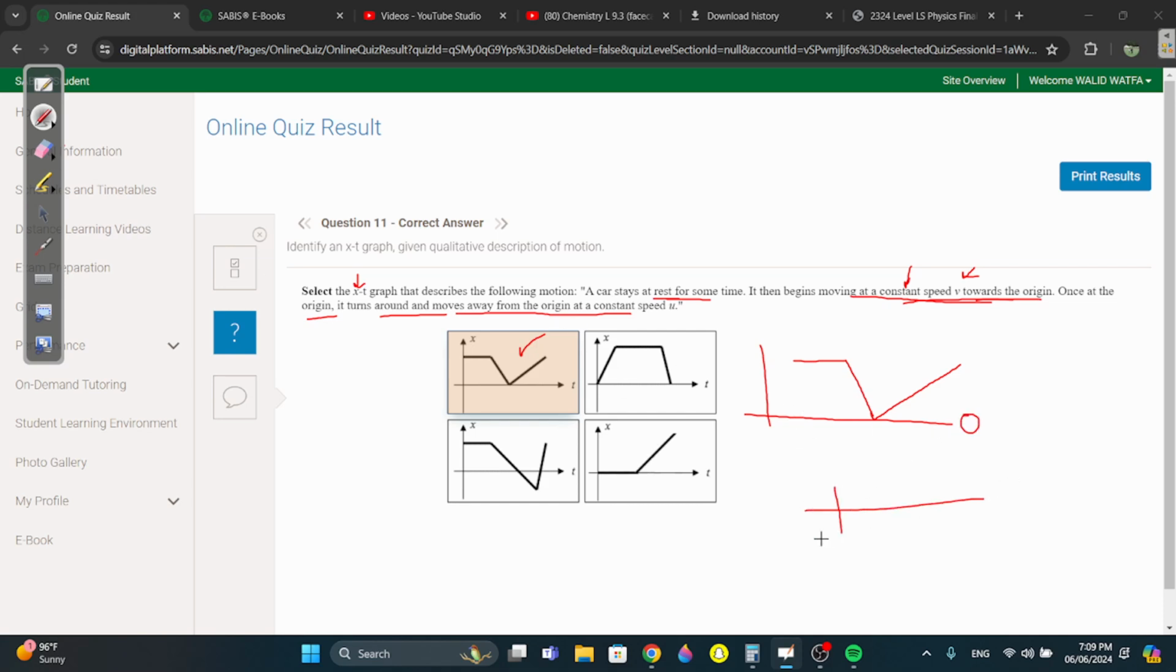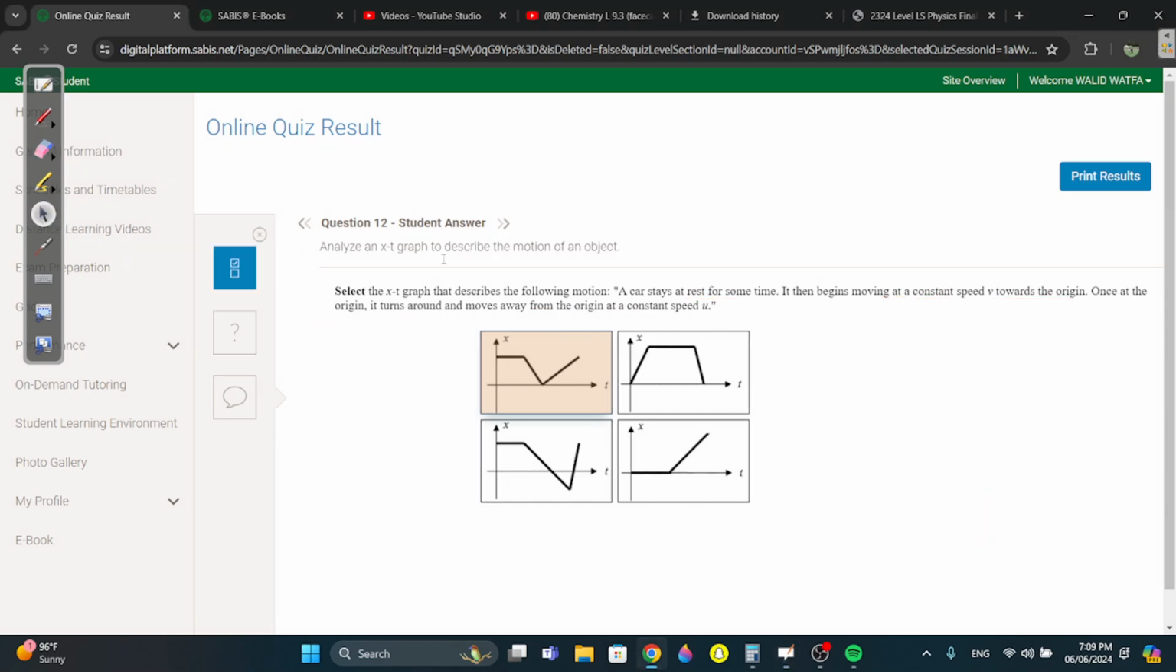Some people might argue, what if it starts like this and like this? If they gave this, that would be correct, because technically here it's constant. It went to the origin, it turned around, it moved back at a constant speed. So technically that would be correct, but here it's not part of the options.